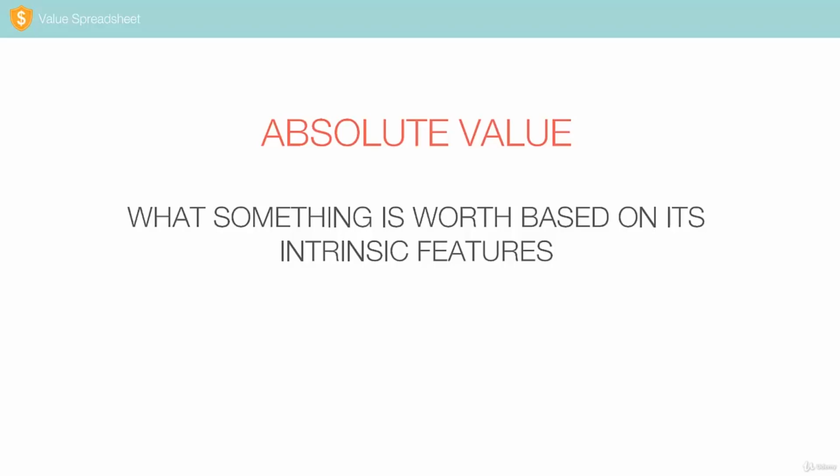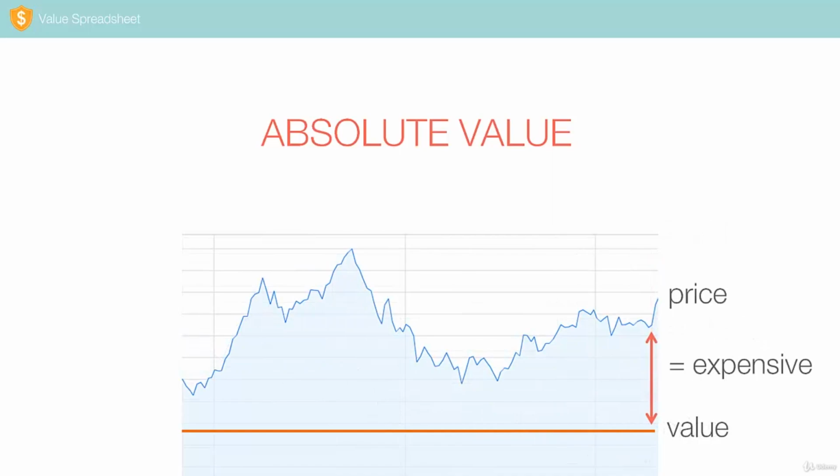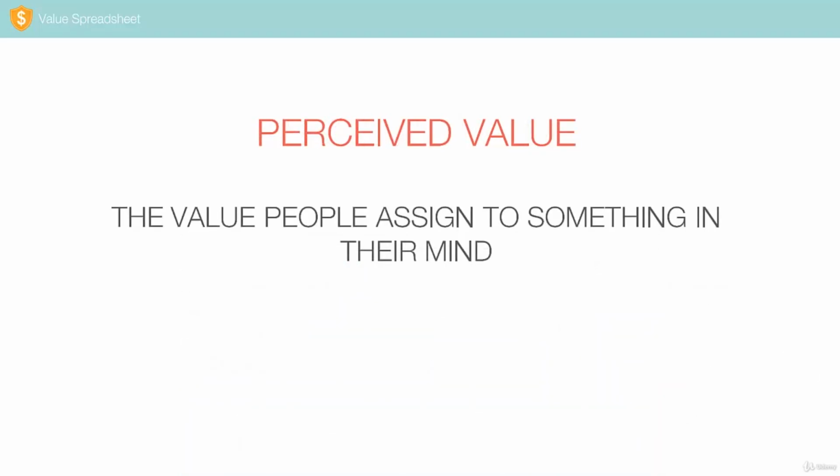For value investors, relative value is important, but not by comparing 2 or more companies, but by comparing the stock price of a company relative to the absolute value of that same company. This is the only way to determine whether a company is cheap or expensive. A company is cheap or undervalued when the stock price is lower than the absolute value of the underlying company. On the other hand, a company is expensive or overvalued when the stock price is higher than the absolute value of the underlying company. Now, the final type of value is perceived value.